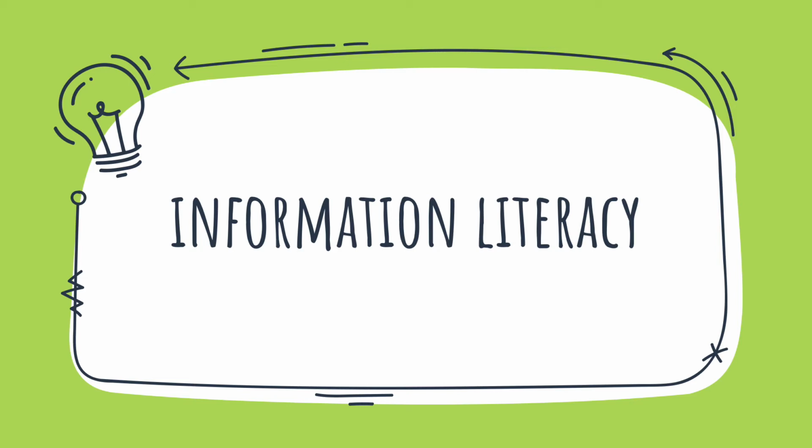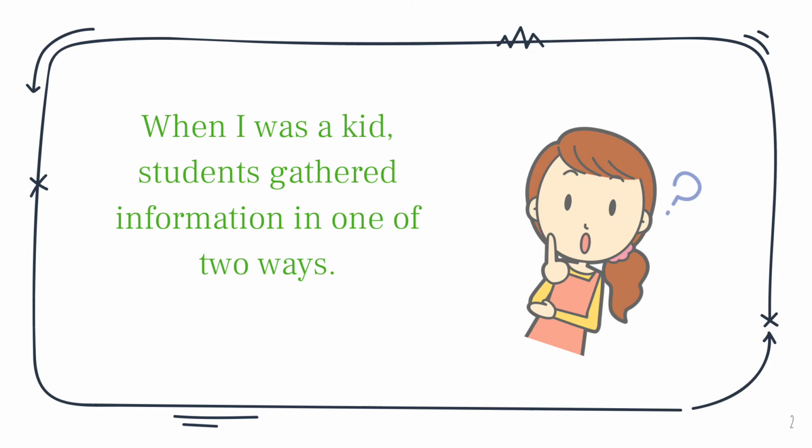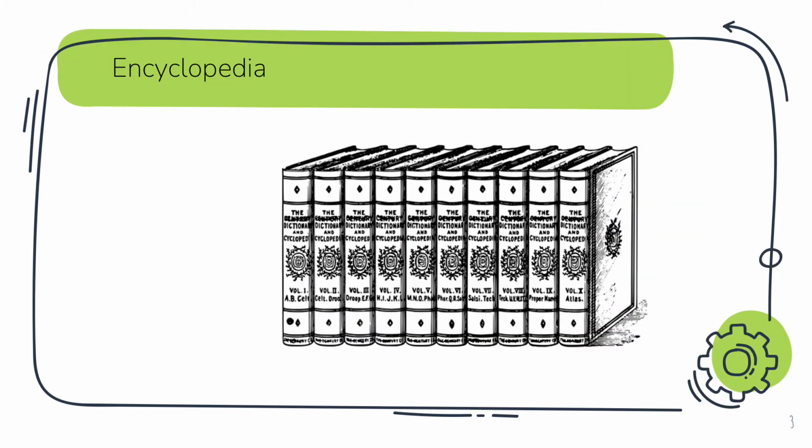Information literacy. When I was a kid, students gathered information in one of two ways. First, most children had a set of encyclopedias in their homes. The biggest problem with encyclopedias was that the information was often outdated before the books even arrived.